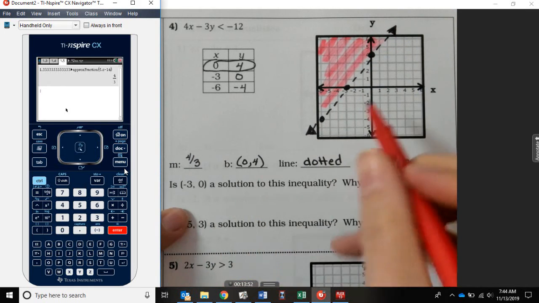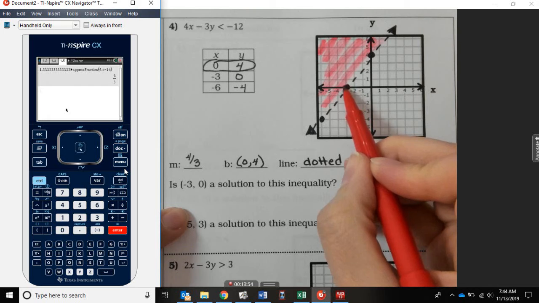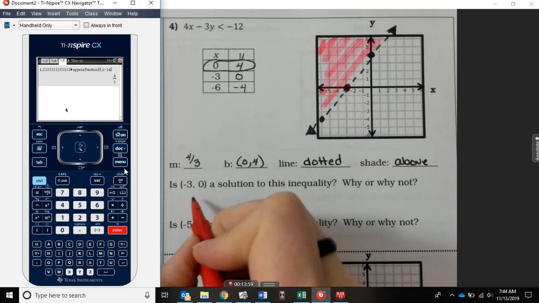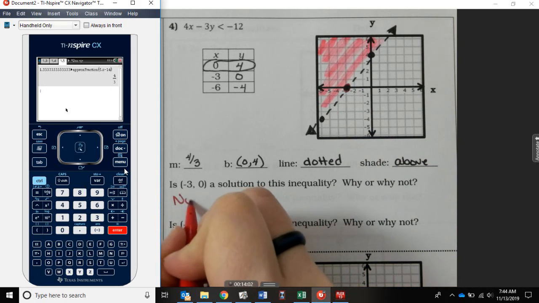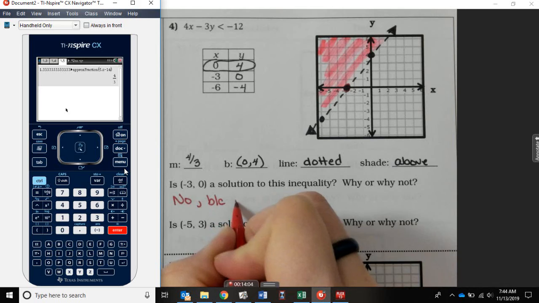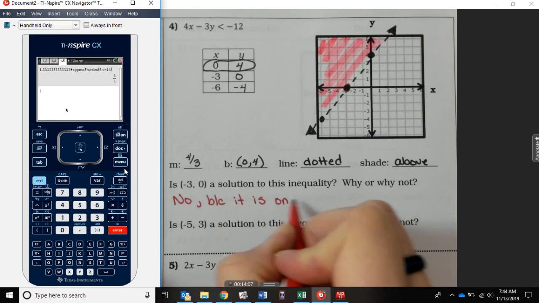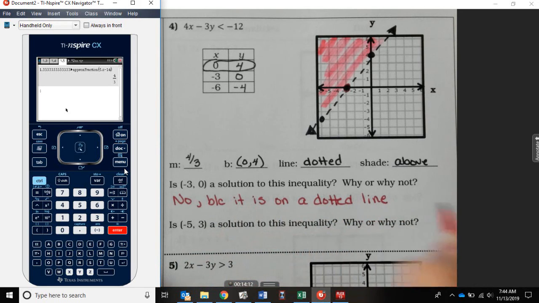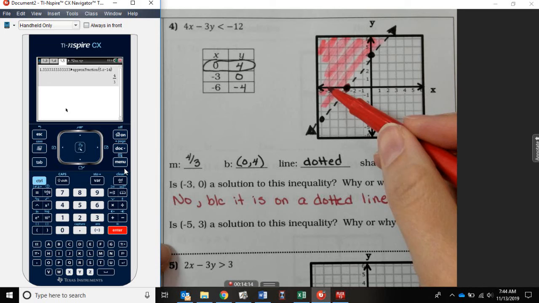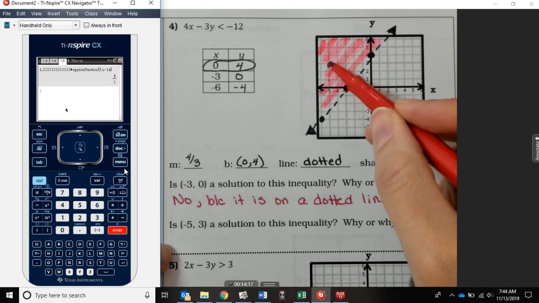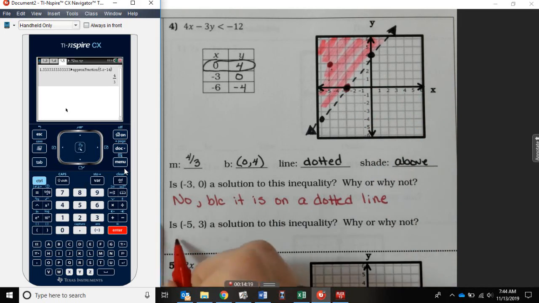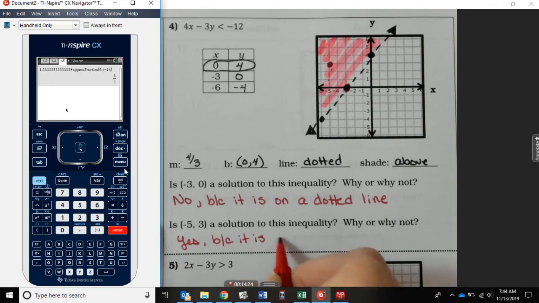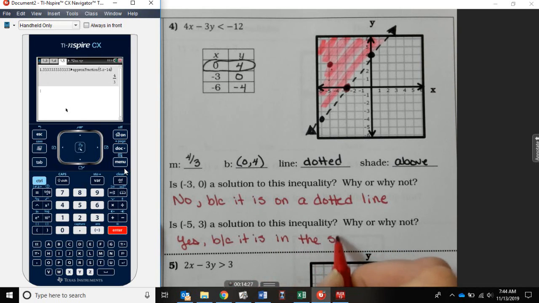Is -3, 0 a solution? Well, -3, 0 is your x-intercept, and it falls on the dotted line, and dotted lines don't count. So no, because it is on a dotted line. And -5, +3, which is right here. Yes, because it is in the shaded area.